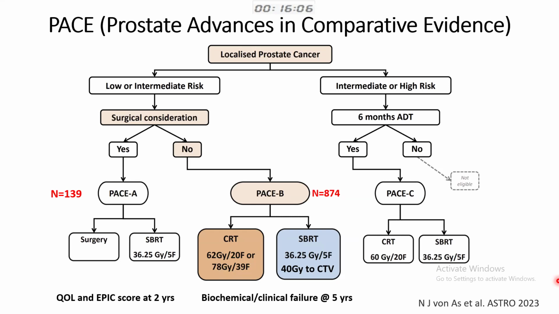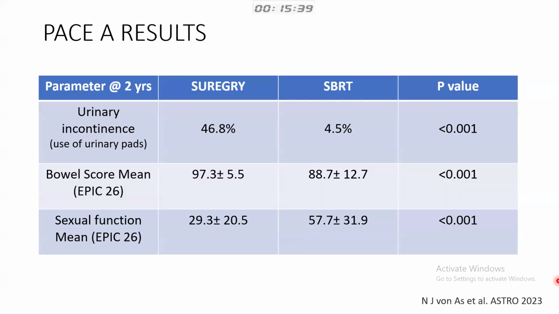So in the conventional RT setting, they are using either conventional RT of 78 gray or moderate hypofractionation of around 62 gray in 20 fractions, and SBRT of 36.25 gray in 5 fractions to the PTV. The important thing to note in this PACE-A and PACE-B is that anti-androgen therapy or ADT is not being used in these patients.